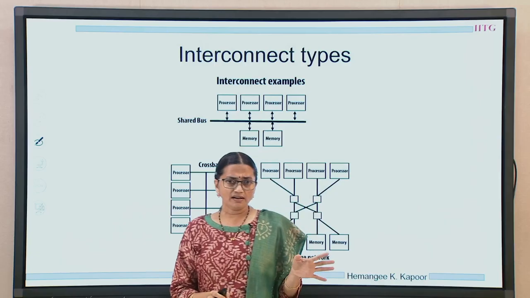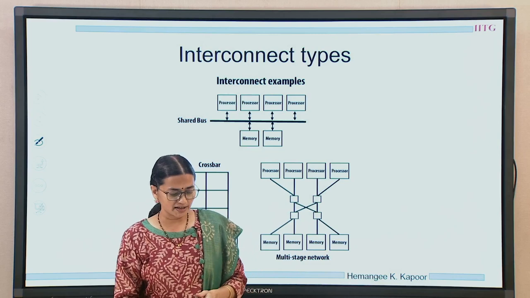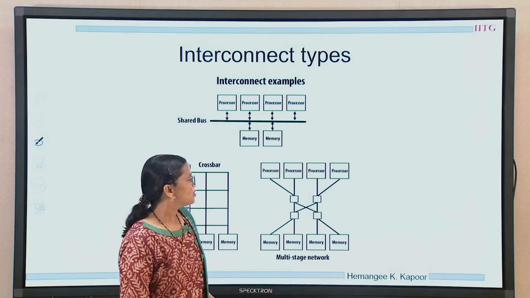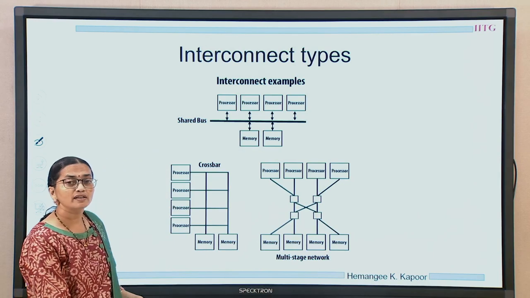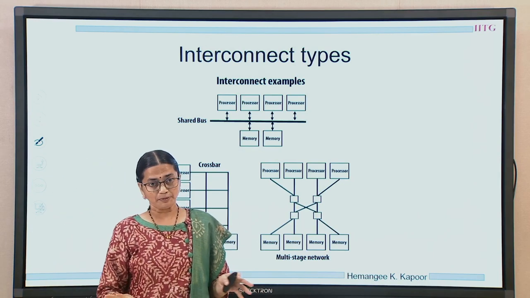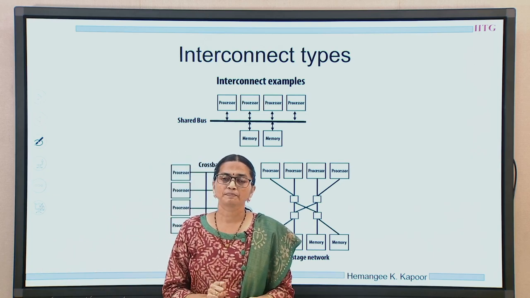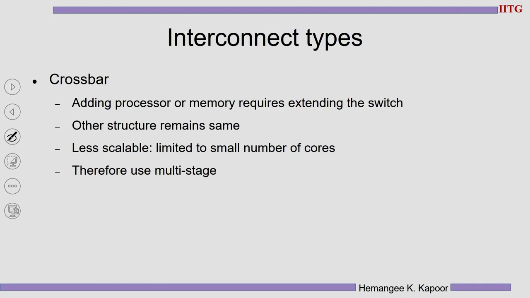Okay. So, these are three basic types of interconnects. There are more specific versions which we will see later. So, today we are just going to see these three. The first one is the popular bus. Then we have a crossbar and then a multi-stage. So, we will see them one by one. So, the first one is a crossbar interconnect.